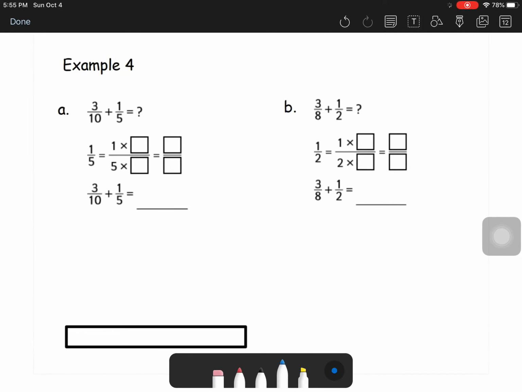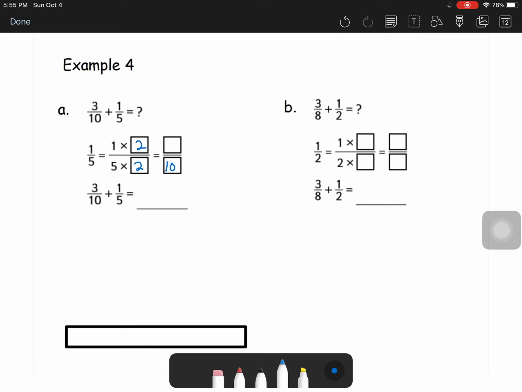Okay, here they're going to help us out a little bit. So our question is 3/10 plus 1/5, they're different. So what we need to do is change the 1/5. What we need is a 10 on the bottom, right? So we'd have to take 5 times something to get 10. That's going to be a 2.